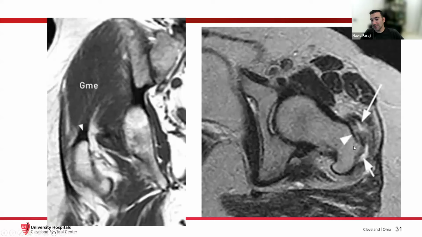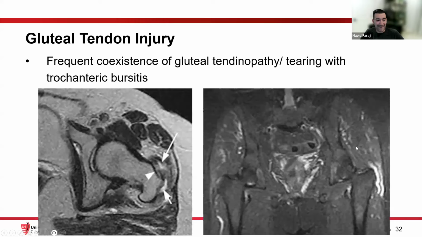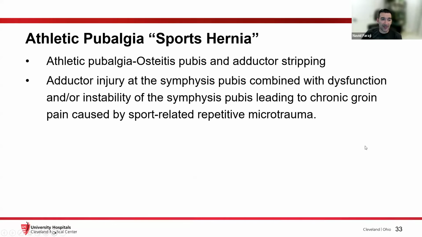So this is a partial gluteus minimus tendon tear because we see it's on the anterior facet of the greater trochanter with some resulting or corresponding trochanteric bursitis. Okay, so again, frequent coexistence of these things: tear, tendinosis, and bursitis.